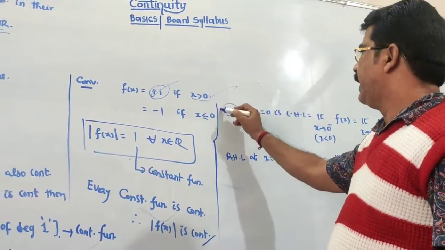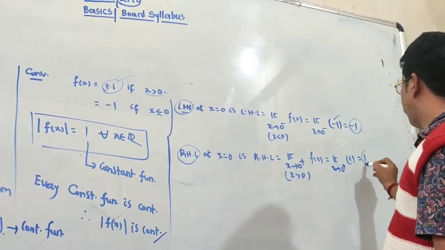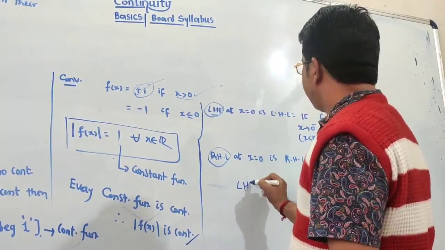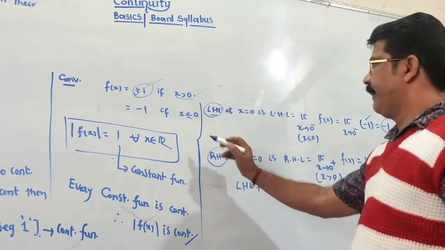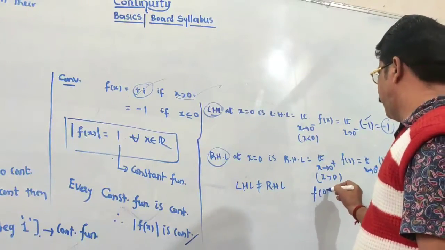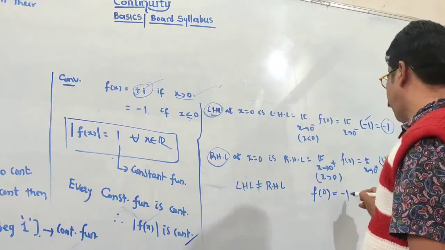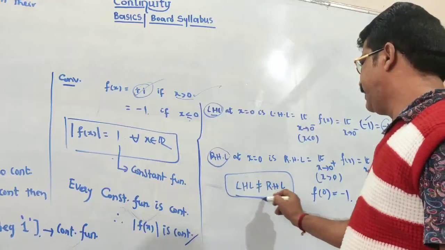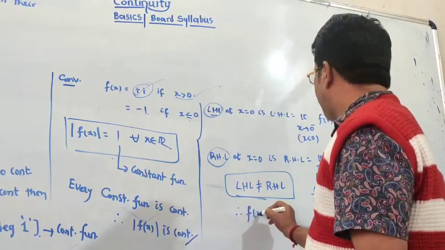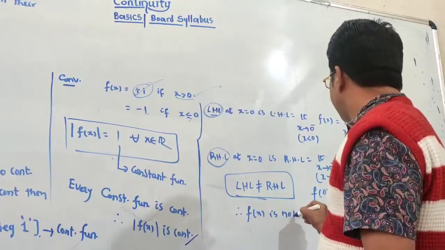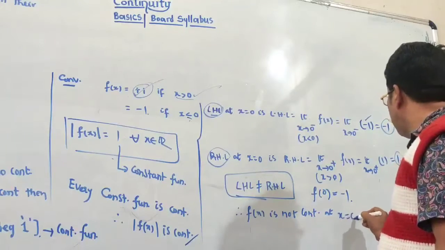So therefore, LHL is equal to minus 1 and RHL is equal to plus 1. So clearly, LHL is not equal to the right hand limit. Of course, f of 0 is equal to 0, in this case it is minus 1. So therefore, the left hand limit is not equal to the right hand limit. Therefore, f of x is not continuous at x equal to 0.